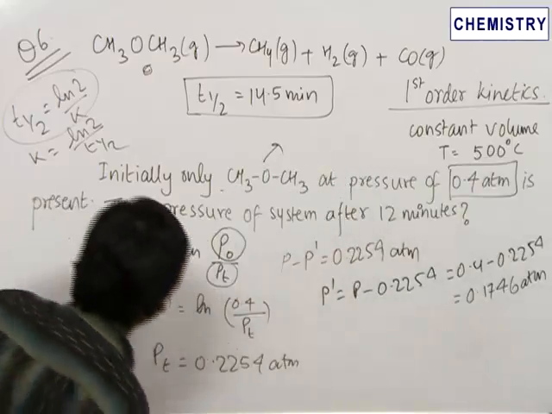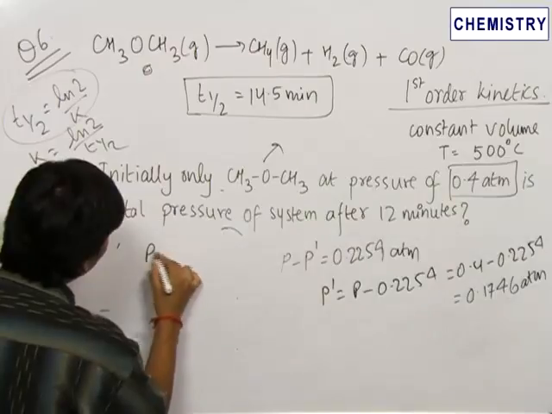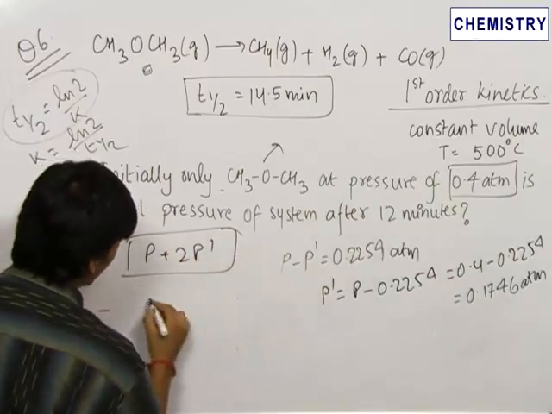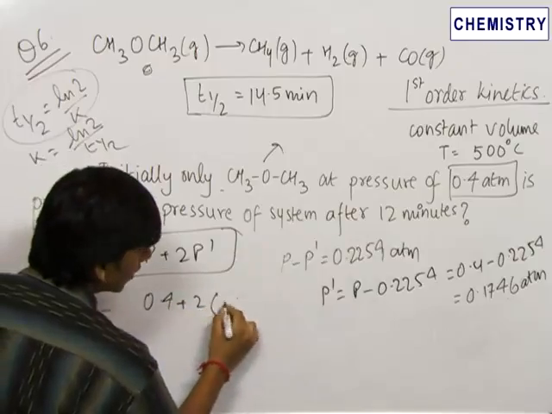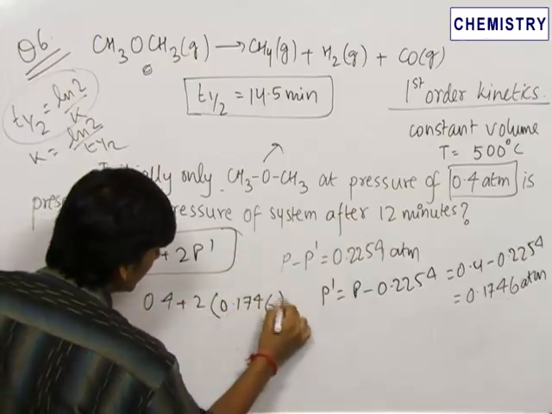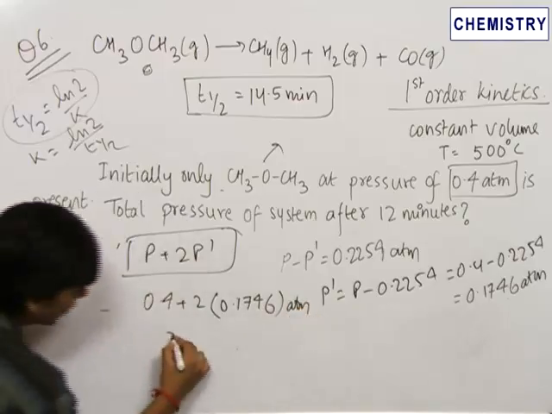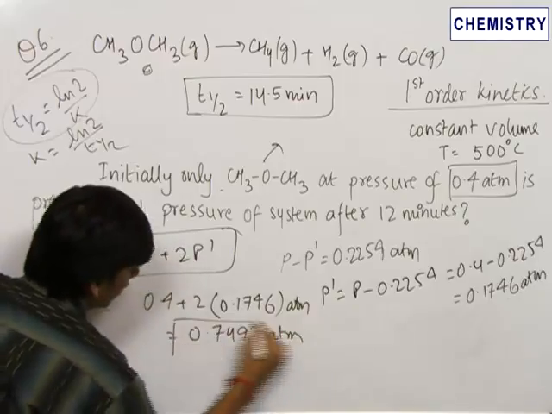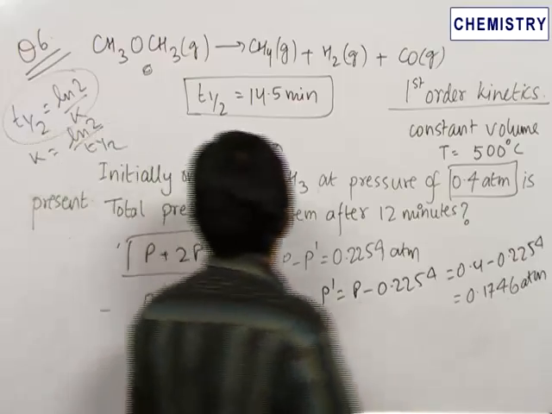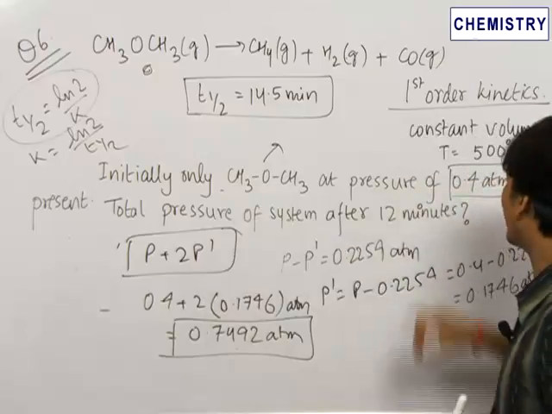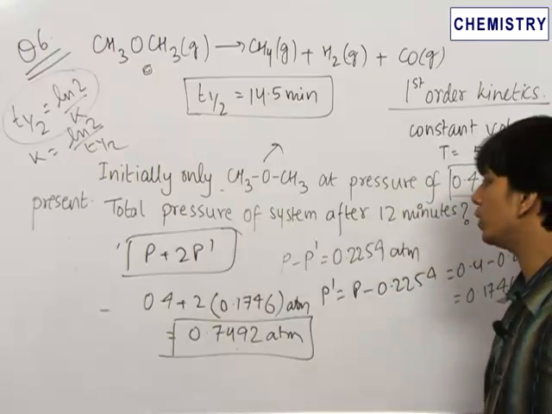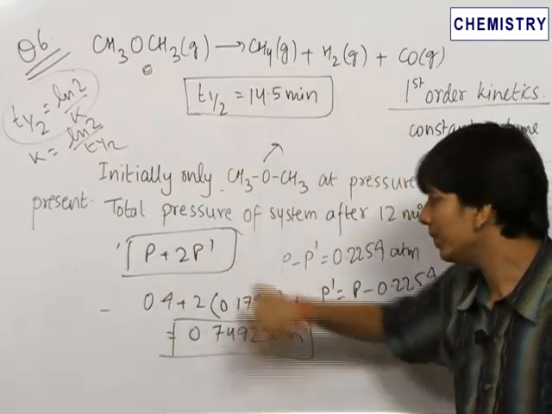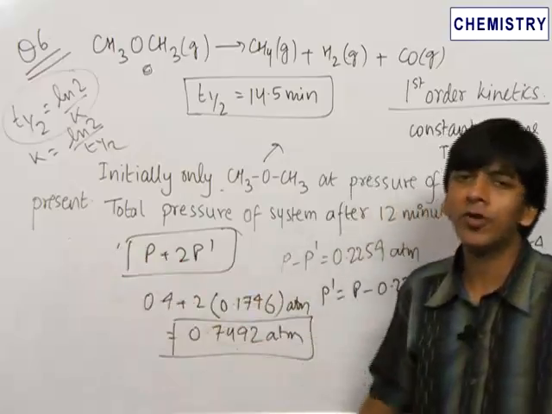Our final answer was P plus 2 P dash, that is the total pressure of the system after 12 minutes. This comes out to be equal to 0.4 plus 2 times 0.1746 atm, that is equal to 0.7492 atm. So our final answer is that the total pressure of the system after 12 minutes comes out to be equal to 0.7492 atm. The important thing we learned in this question was that for gaseous reactions you can write down the system of equations in terms of pressures also.